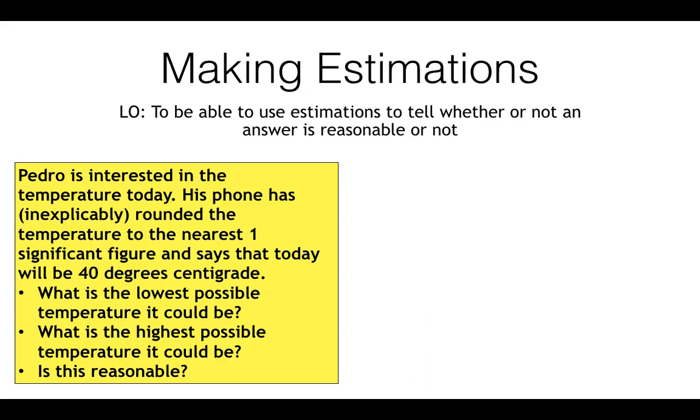So I'd like you to pause the video and think, what is the lowest possible temperature that it could have been for it to be rounded to one significant figure and be 40 degrees centigrade? And what's the highest possible temperature that it could be? And is this range reasonable? Is it something that it could be today, or has Pedro's phone got it wrong? So pause the video here, please, and I'd like you to write down your answers. So I should see everybody writing before you move on to see the answer.